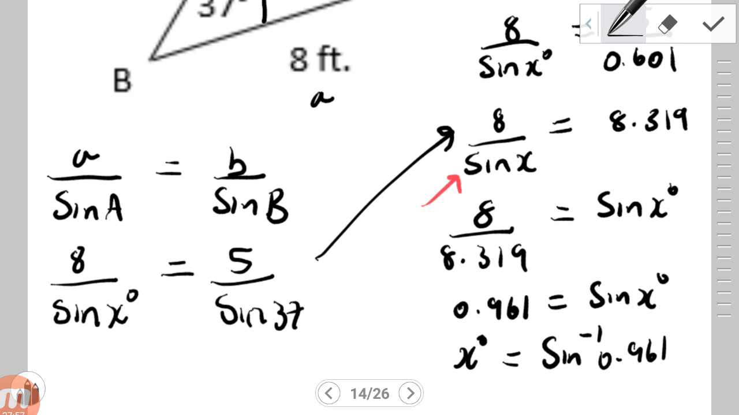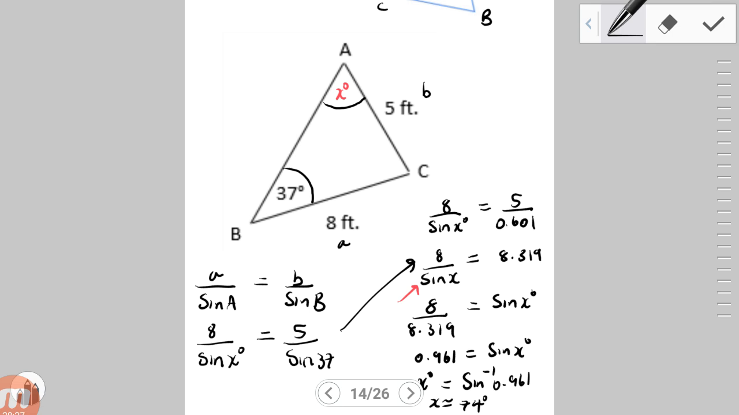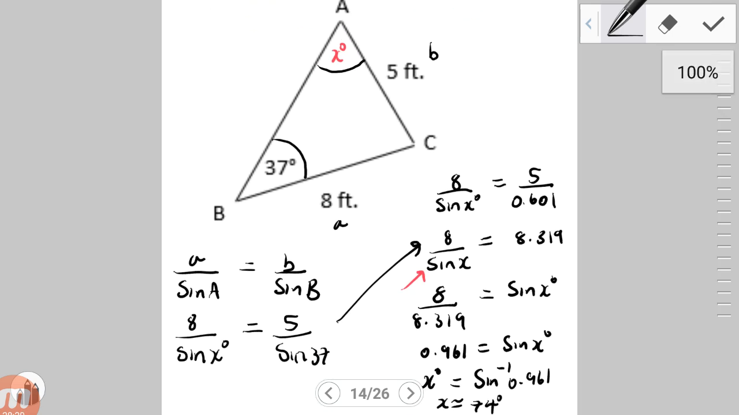So here we go, guys. We're going to hit second function sine 0.961, and we're going to get that x is equal to 73, or I should say approximately 74 degrees. Alright, so x is approximately equal to 74 degrees because the actual answer is 73.94. Alright, so that is one example of how to apply the sine rule.